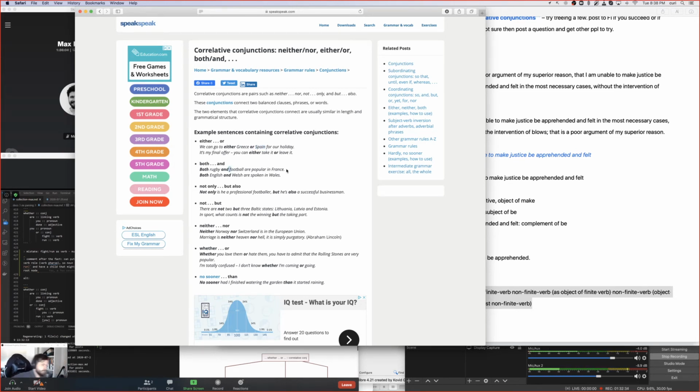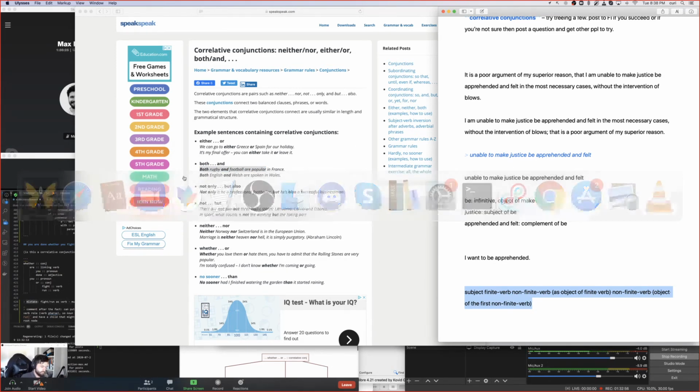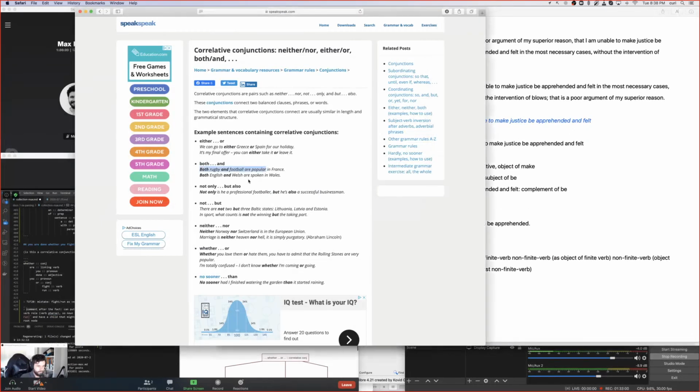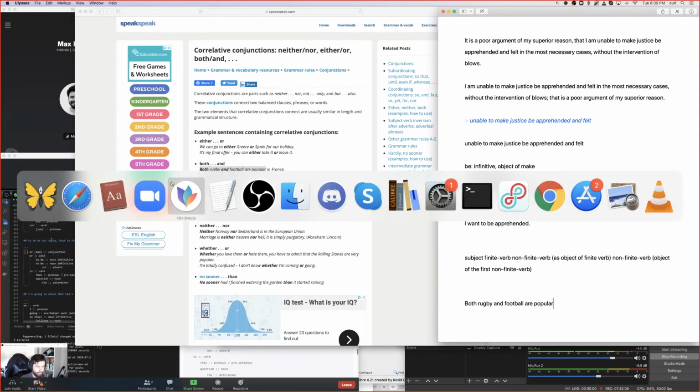Either one, Greece or Spain. Both rugby and football are popular. Drop the "in France." Here's a nice simple sentence. So I'd start with some stuff like this and figure out how you're dealing with these, and that would make it easier before jumping into the trickier sentences. Let's try this one real quick. You try making a tree of this one, and I'll make a tree, and we'll see what we come up with.